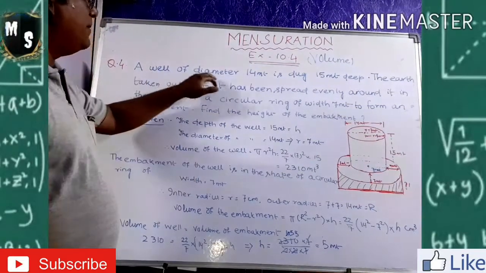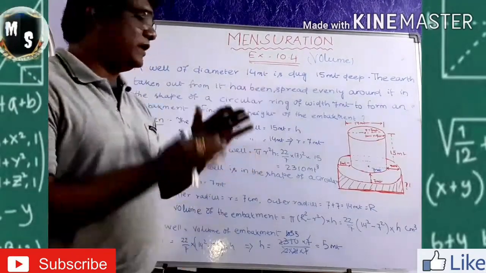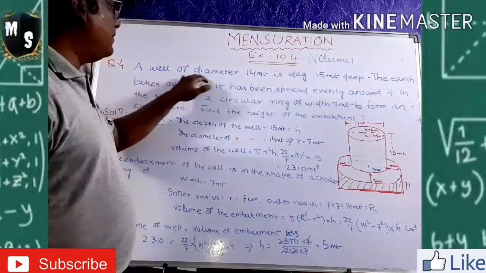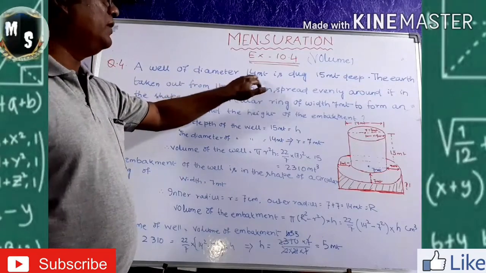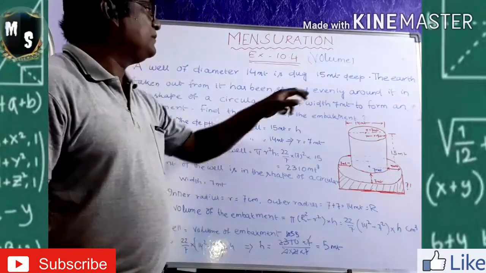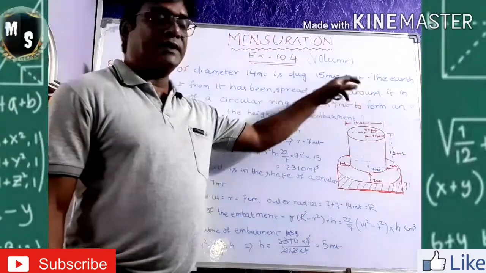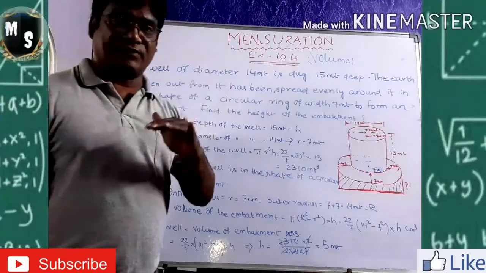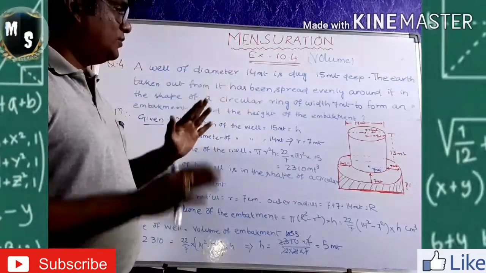A well of diameter 14 meters. So a well is there. Well is in the shape of a cylinder. Diameter of the well is 14 meter, and dug means you are just going deep, that is 15 meter deep. Okay. Now this is the height of the cylinder. The diameter is given means radius will be half, that is 7. You understood this much.